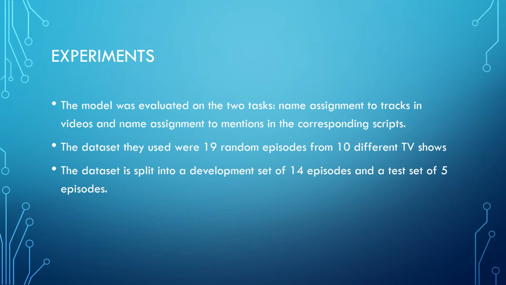Okay, now we're on the experiments part of this video. The model was evaluated on two tasks: name assignment to tracks in videos, and name assignments to mentions in the corresponding scripts. The data set they used was 19 random episodes from 10 different TV shows. They say that the data set is split into a development set of 14 episodes and a test set of 5 episodes.